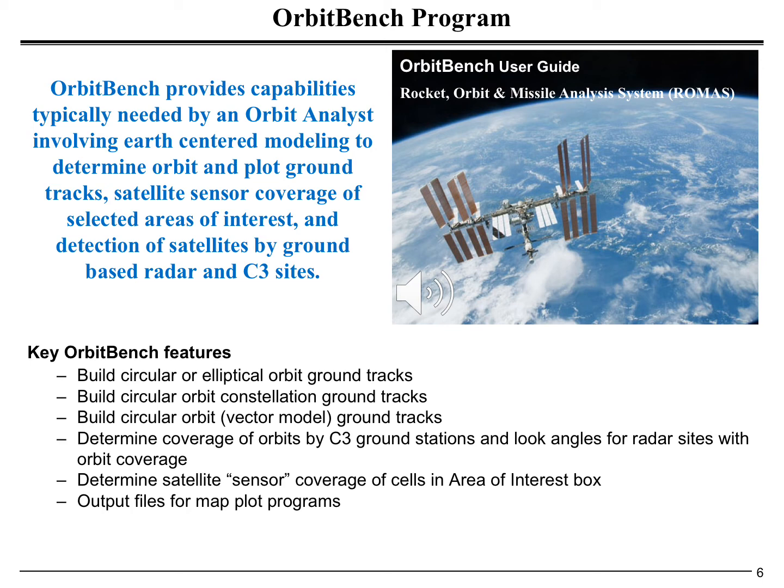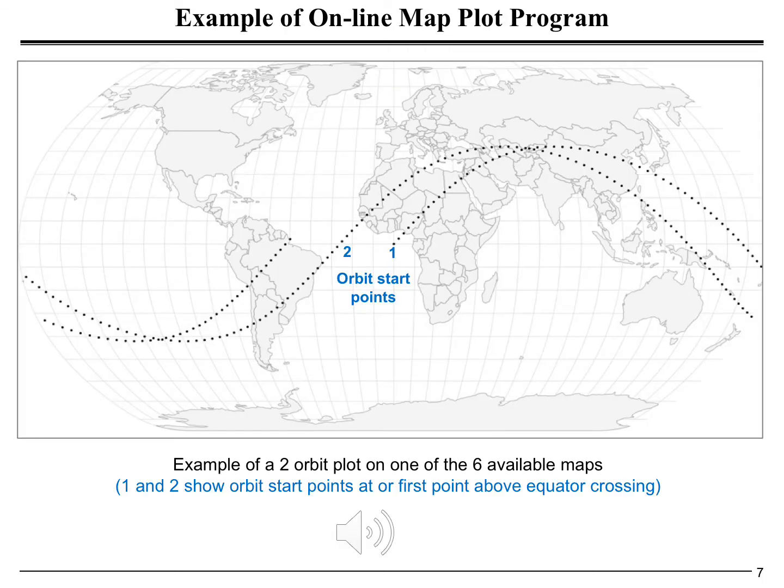You can determine the coverage of those orbits by C-cubed ground stations when they have access to exercise command and control of the satellite, and also provide look angles for ground-based radar sites when the satellite orbit is in coverage. It also helps determine satellite sensor coverage given a set of cells in an area of interest, and all plotted for map output programs. Here is an example of my favorite map plotting program.